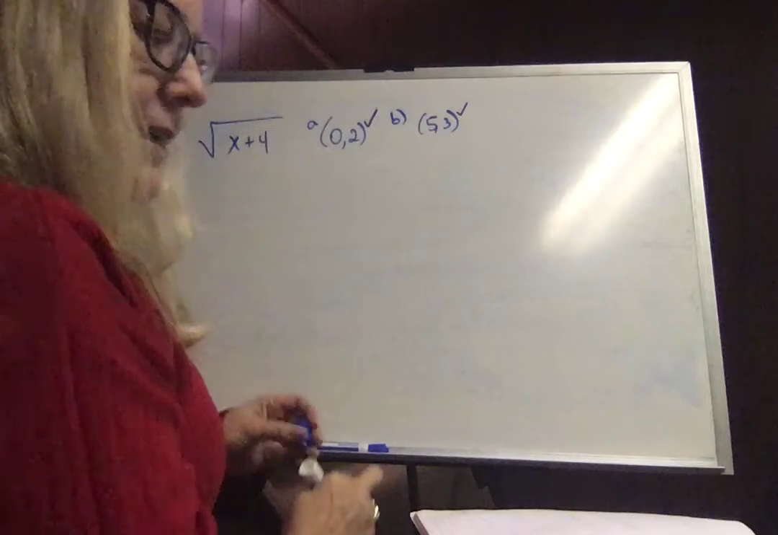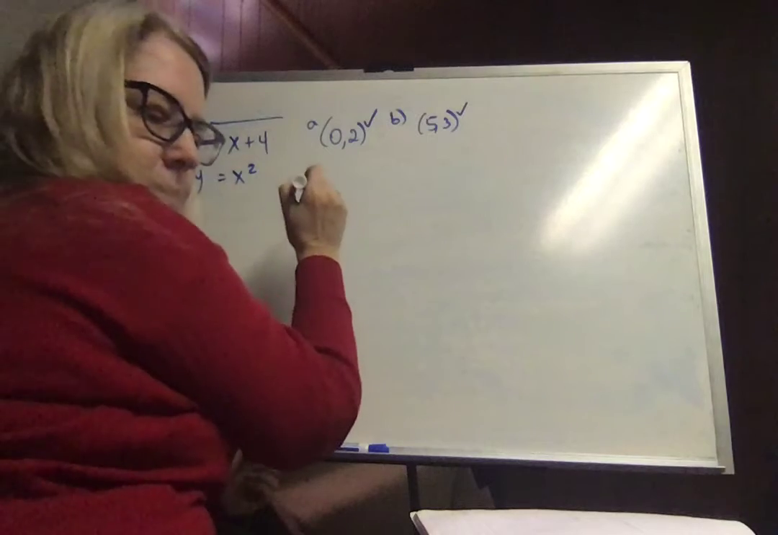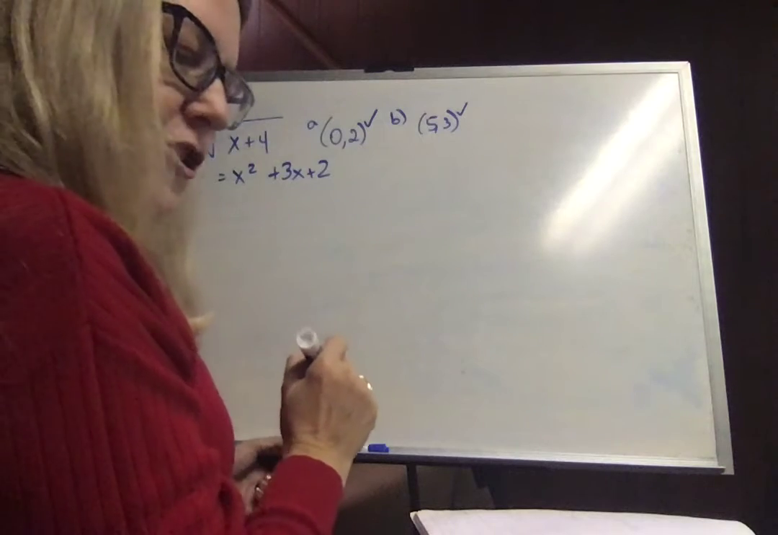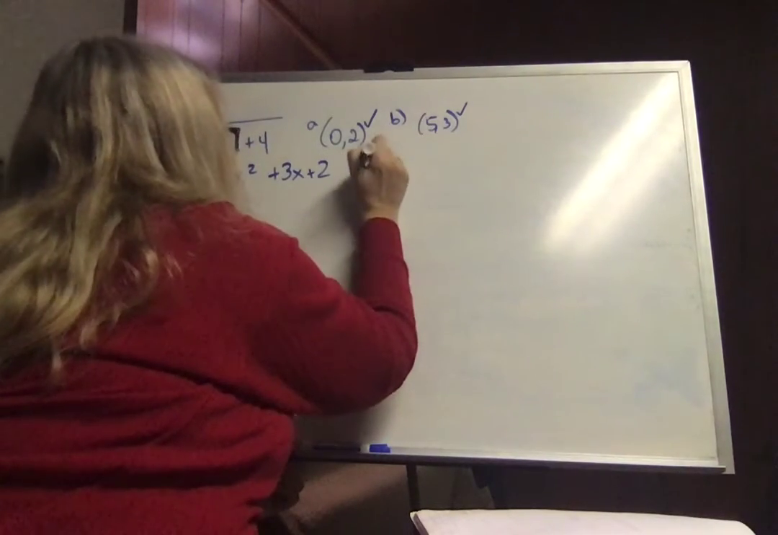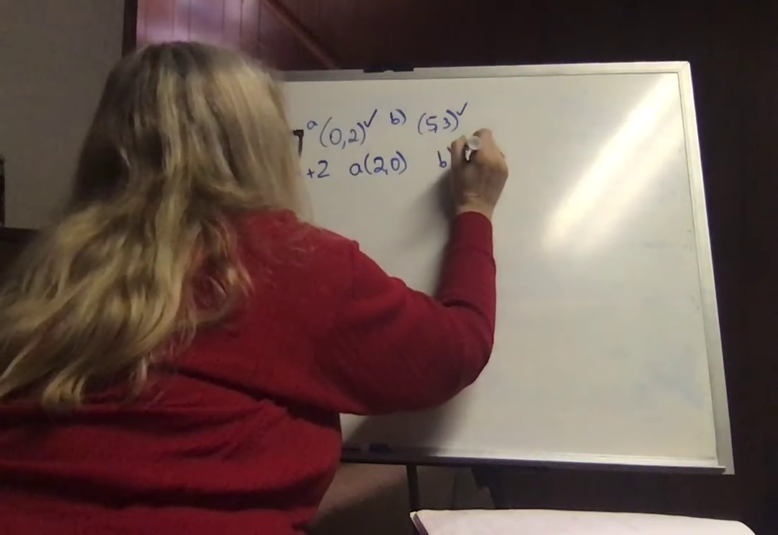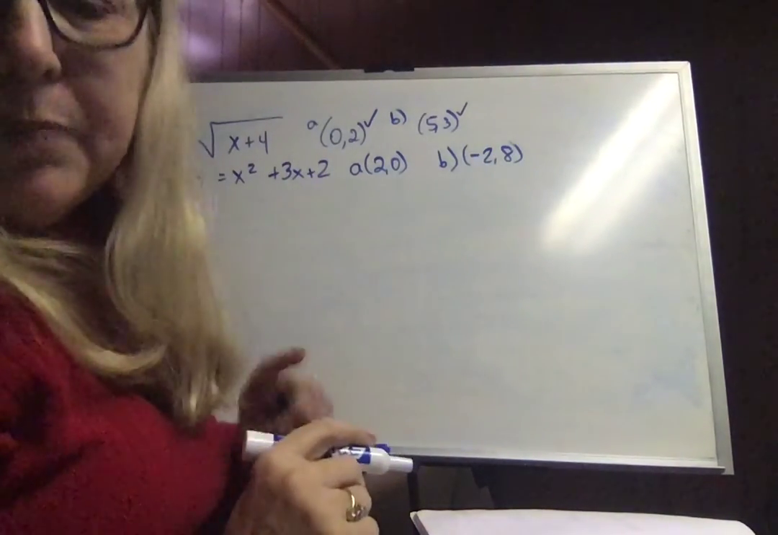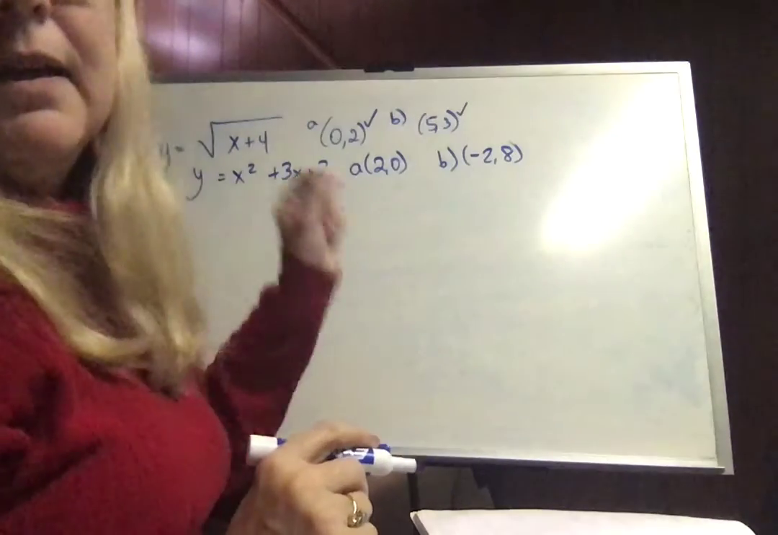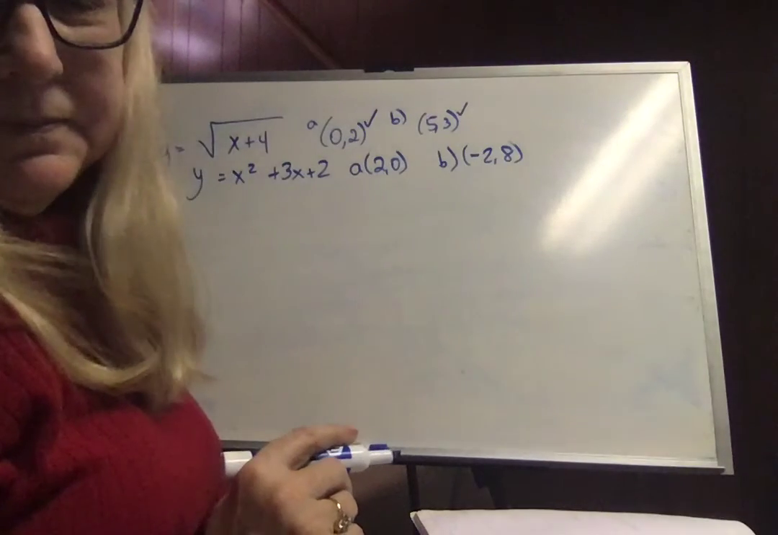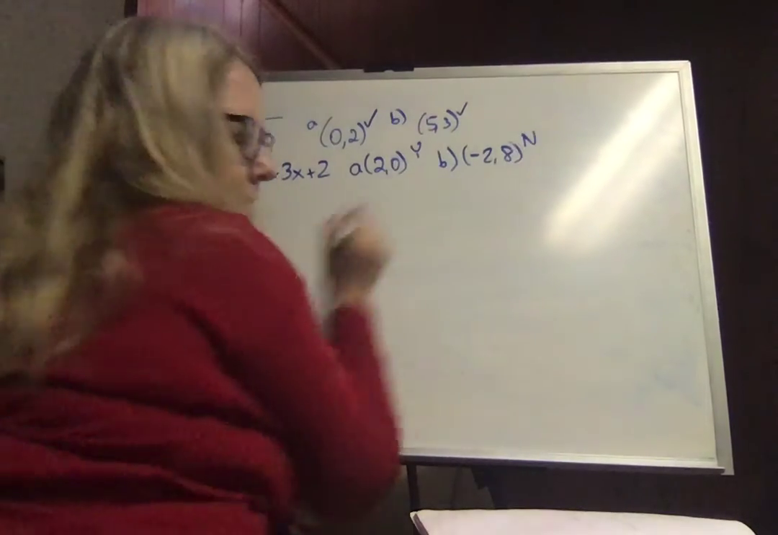I want you to try this. y equals x squared plus 3x plus 2. I want you to see if (-2, 0) is on the graph and if (-2, 8) is on the graph. Pause this video, try them out, and then turn it back on to get the answer. Okay, so yes, this worked, and no, this did not.